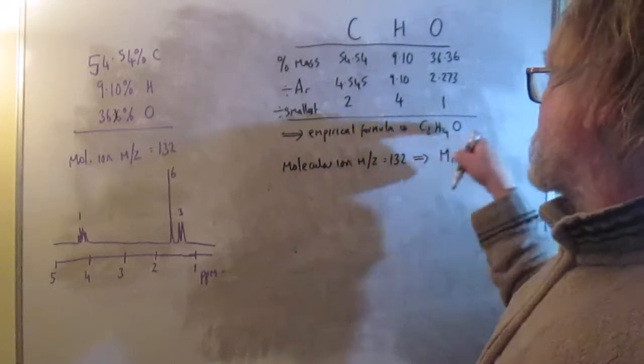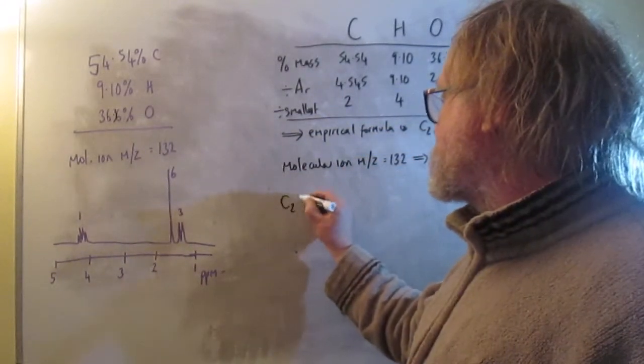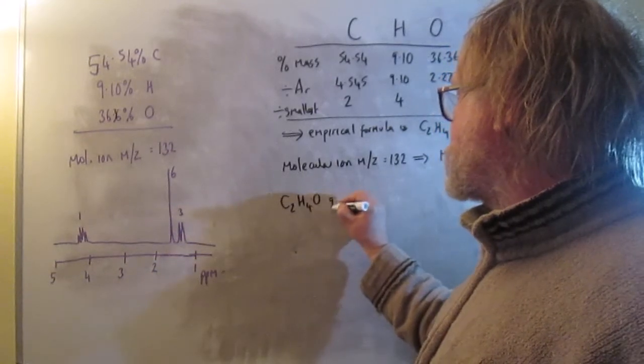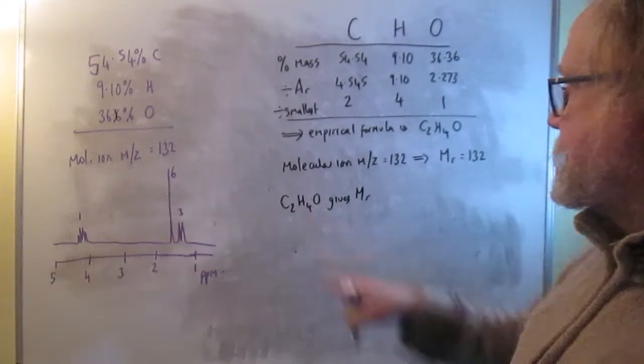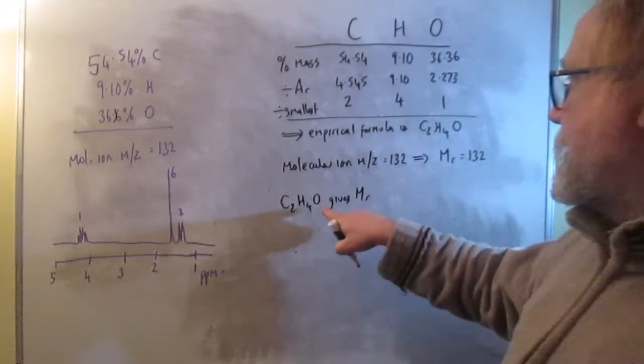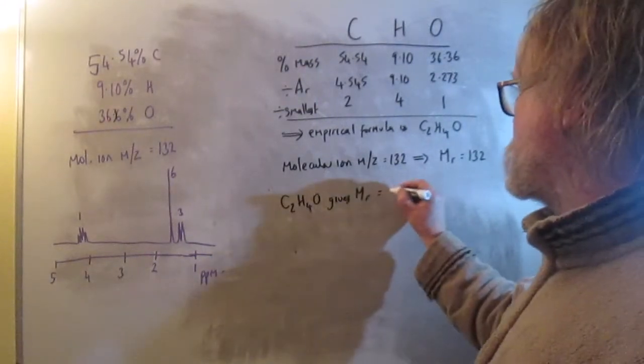So if we add up the MR of C2H4O, that is not going to equal 132. C2H4O gives an MR of, well, I've got 24 plus 4 makes 28, plus 16 for the oxygen is 44.